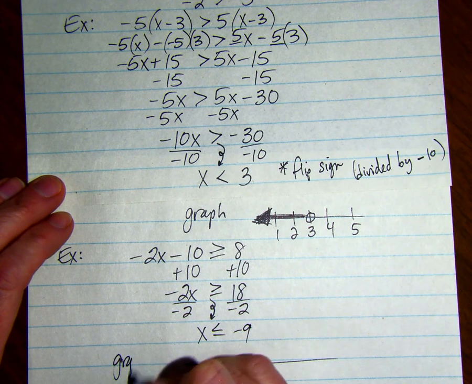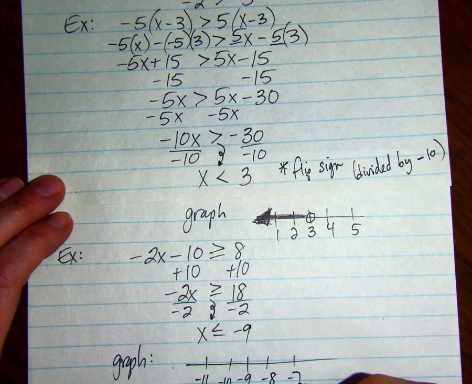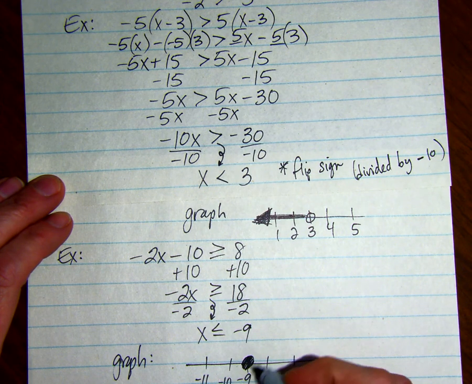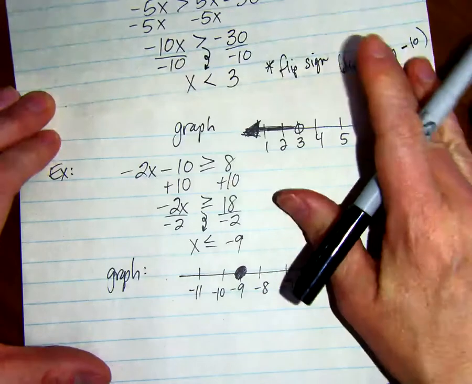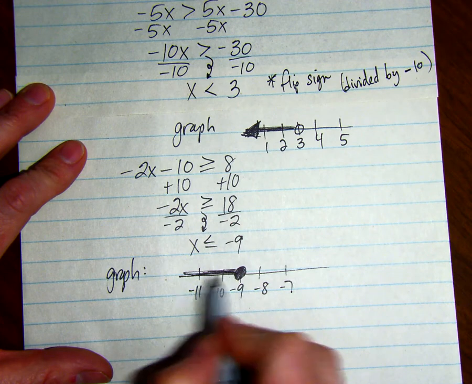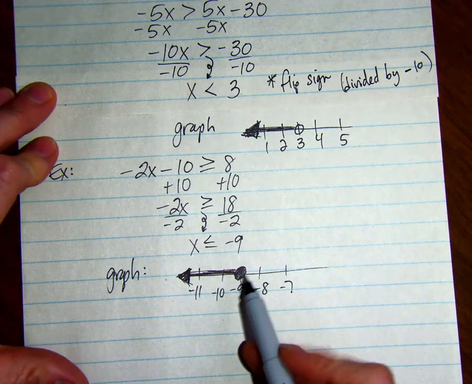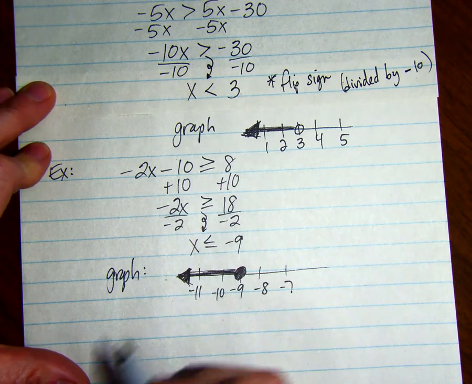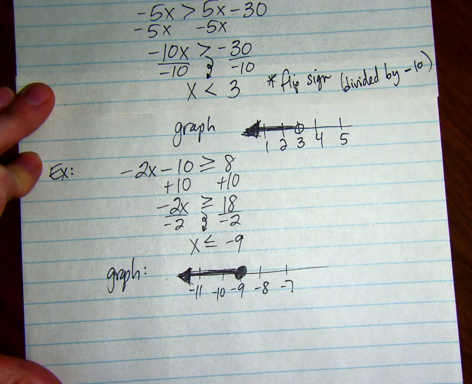Let's say we're going to graph x is less than or equal to negative 9. We're going to do a closed circle on negative 9, and we find some numbers that are less than negative 9, which goes to the left. So we come over here and draw our arrow to the left. So before we can graph, we have to solve for x. X needs to be isolated on the left side, and then we can graph. Okay, that's the end of the lesson.